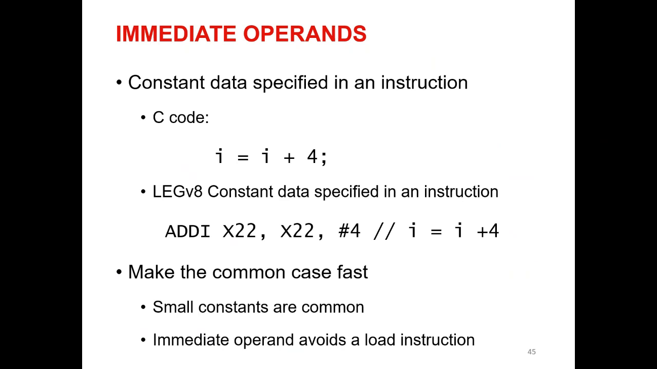Why do we have these immediate operands? As I have mentioned, it's very common to add numbers, constants, to variables. So this is why we have these immediate operands: to make this common case fast and to avoid load instructions for this kind of operand.